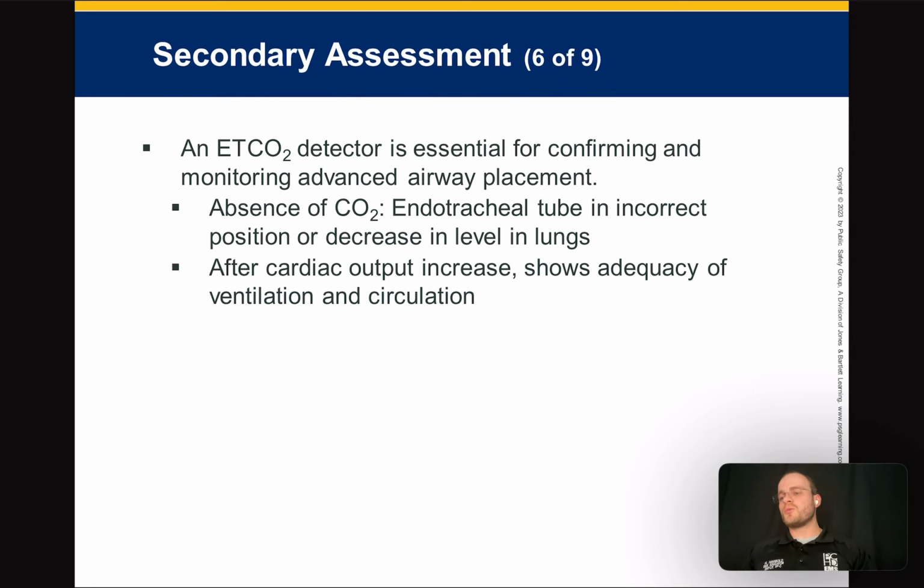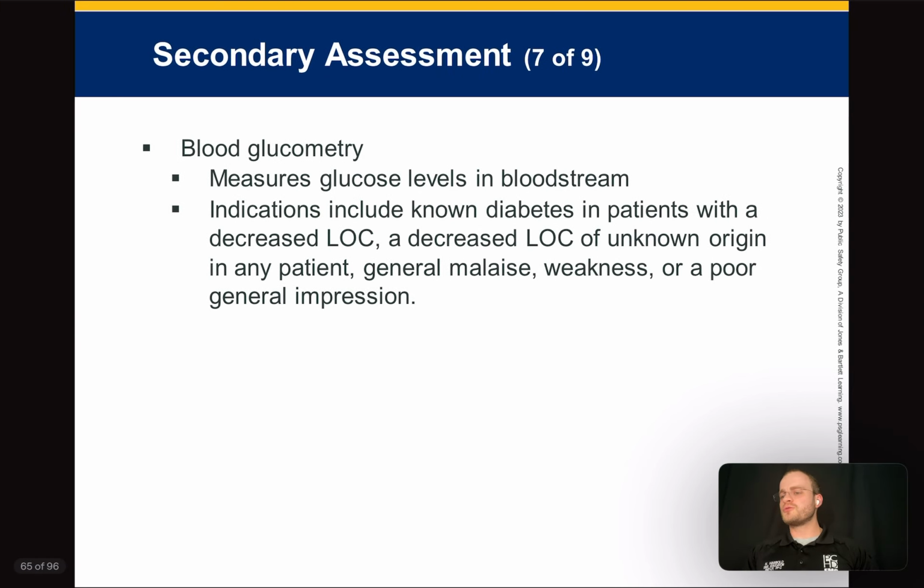So what we do is we'll put this on the end of an endotracheal tube, and it'll tell us if we're in the esophagus or if we're in the trachea. We need to be in the trachea. And it also tells us a lot about perfusion. So we use this in cardiac arrest. I'm not going to jump into what that is today, but it's very useful. We'll show you that in the lab.